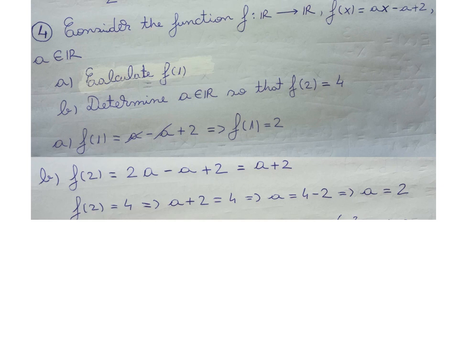Consider the function f defined on R with values in R. f of x is ax minus a plus 2, where a is a real number. A. Calculate f of 1. B. Determine a belonging to R so that f of 2 is 4. A. f of 1 is a minus a plus 2, so f of 1 is equal to 2. B. f of 2 is 2a minus a plus 2, which is a plus 2. f of 2 is equal to 4, so a plus 2 is equal to 4 and a is equal to 2.